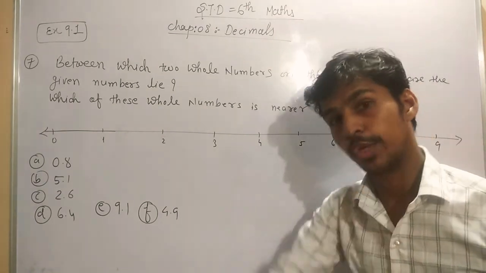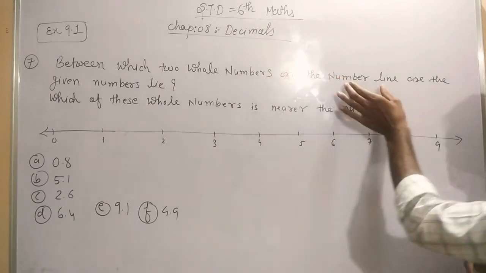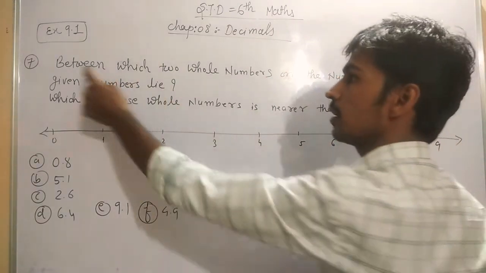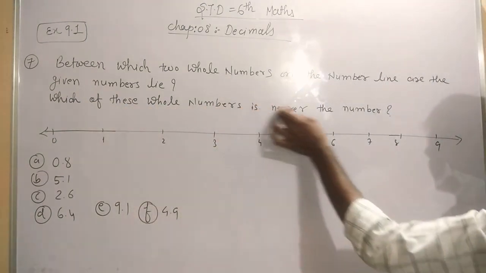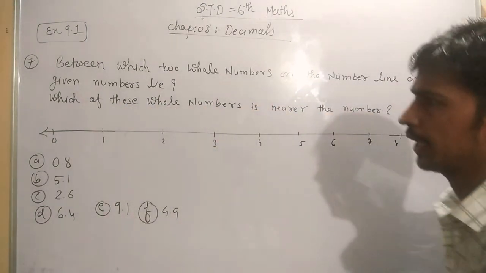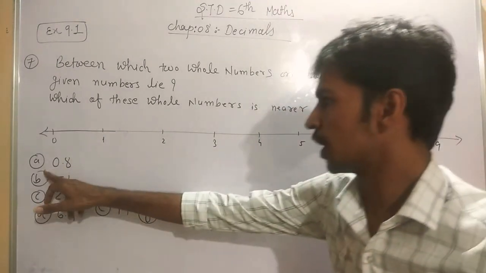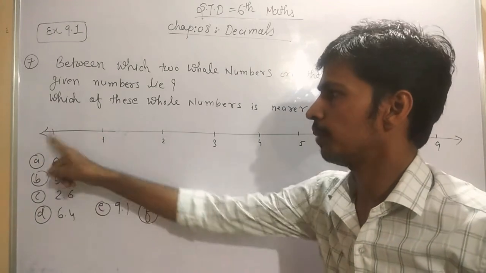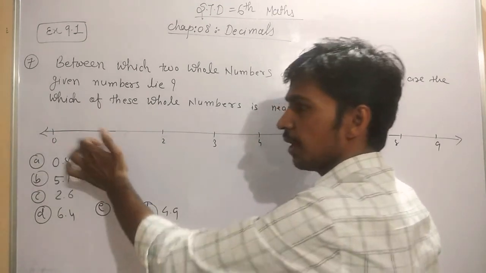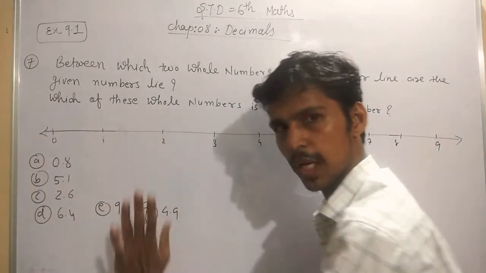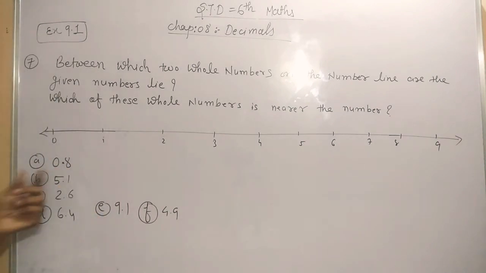Now students, question number 7. Between which two whole numbers on the number line do the given numbers lie? Which of these whole numbers is nearer to the number? Students, the question is saying that this number comes between which two numbers, and which whole number is it near to. Let's see. Students, 0.8.